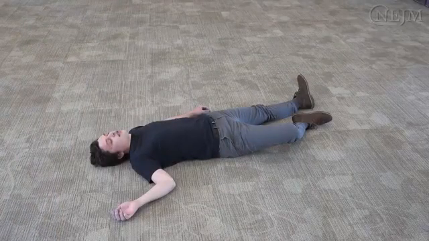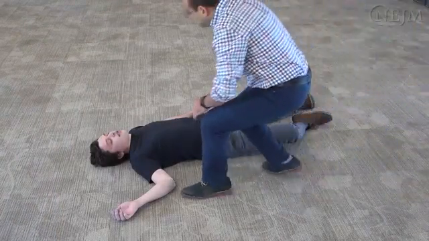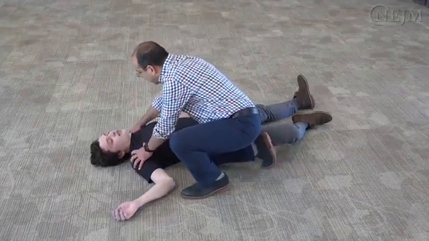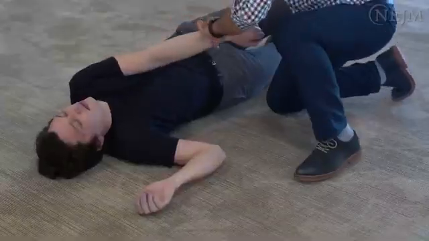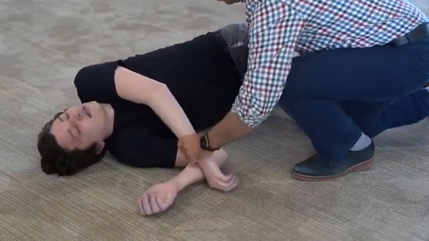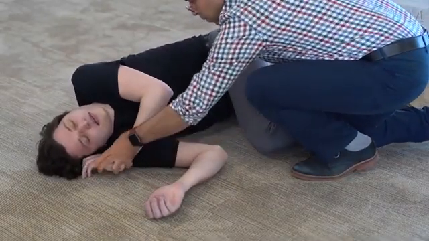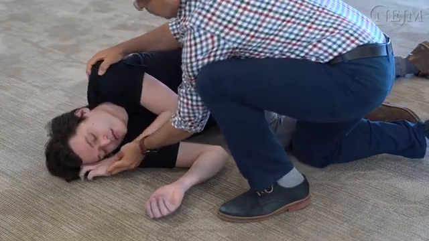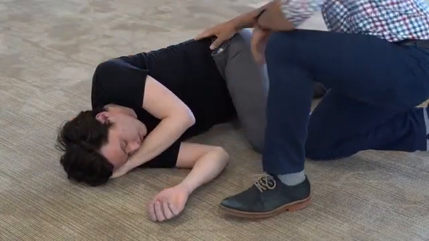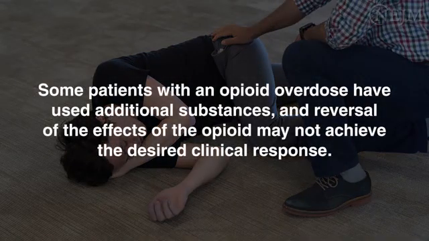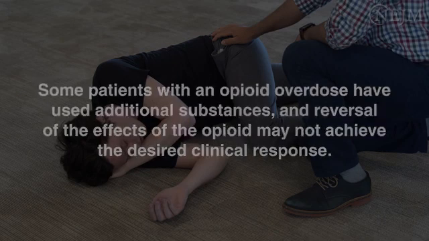The clinical presentation may be influenced by the type and dose of the opioid used, the presence of active metabolites, and the patient's opioid tolerance. When an opioid overdose is suspected, it is important to rule out alternative causes for loss of consciousness, such as hypoglycemia and stroke, and to obtain a blood glucose level if possible. Some patients with an opioid overdose have used additional substances, and reversal of the effects of the opioid may not achieve the desired clinical response.